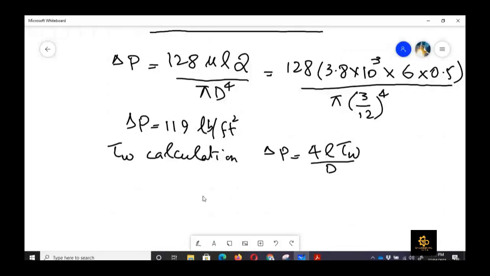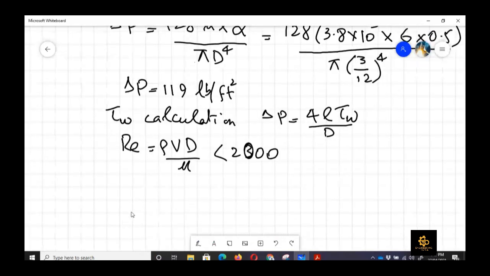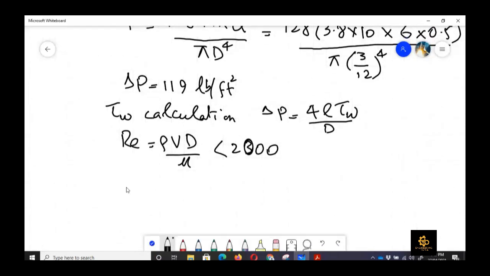Because for that, to calculate whether the flow is laminar or turbulent, we need to calculate Reynolds number, which is rho Vd upon mu. If it is less than 2300 or 2000, let's suppose, then we can say that it is laminar flow. So for the calculation of Reynolds number, we know the density, we know the diameter of the pipe, we know the viscosity, but we don't know the mean velocity.